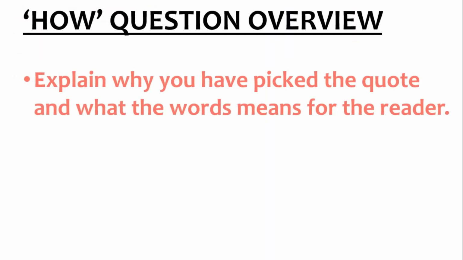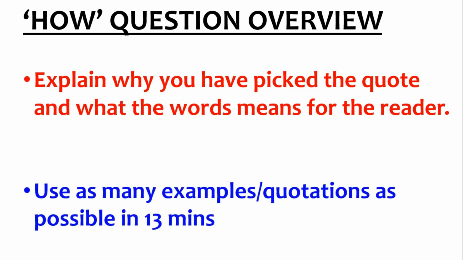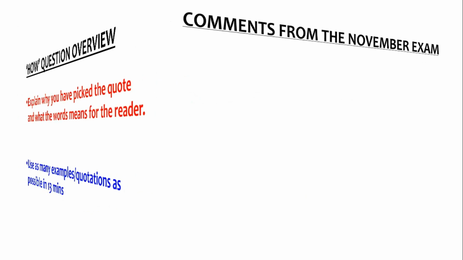So on the how question overview, it's basically find 7 to 10 quotes and explain why you've picked that quote to the reader, so why that quote is tense and dramatic. Even though I've said to do 7 to 10, basically do as many examples as you can in 13 minutes. Once your 13 minutes are up, move on to the next question.